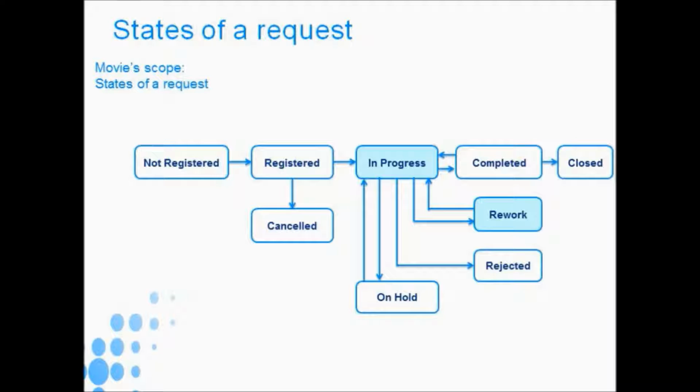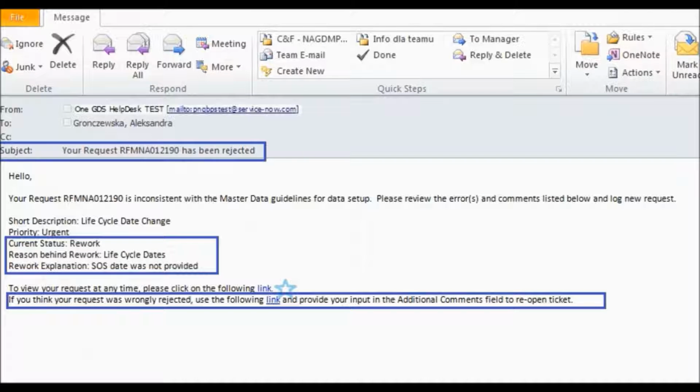Another example of state in ServiceNow is rework. It is used when your request is inconsistent with the master data guidelines for data setup. You will be informed about the state with the following notifications. Each domain has different lists for reasons behind rework. It will explain why the request couldn't be completed. If you believe that your request was wrongly reworked in the first place, please use the link from the notification and provide your input in additional comment fields to reopen ticket.